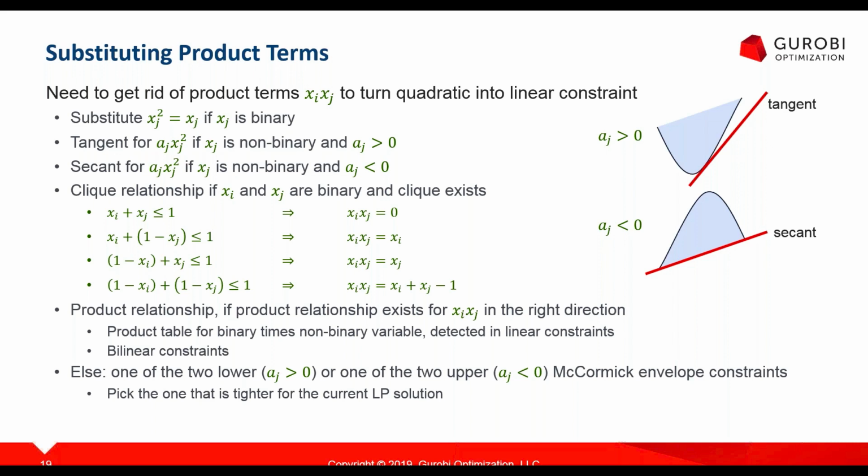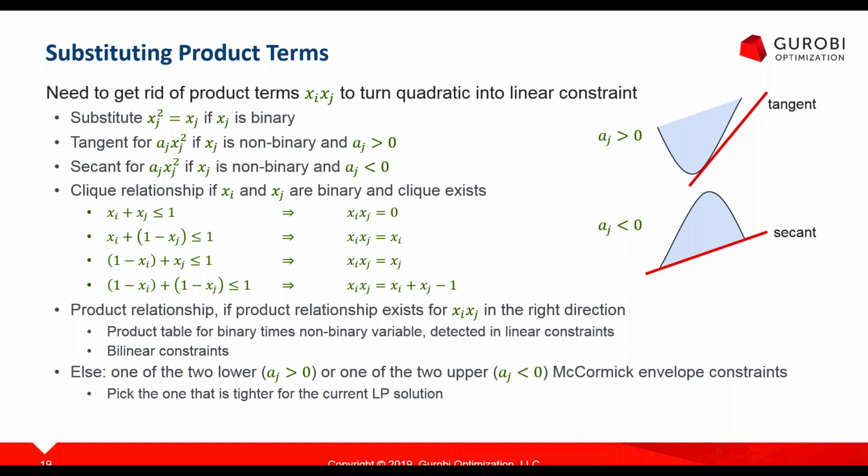And similar things hold for the other cases in which one or both variables appear with their complemented case, so their negative literal in the clique. So say this second row here as an example. So xi plus the complement of xj is smaller or equal to 1. In this case, it's easy to see that the product of xi times xj is always equal to xi. Okay, so this is the case in which both are binary and are part of a common clique.